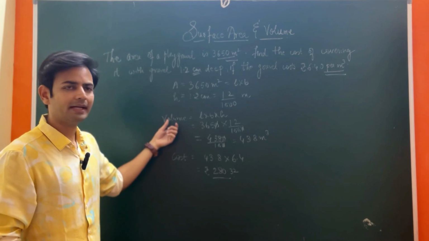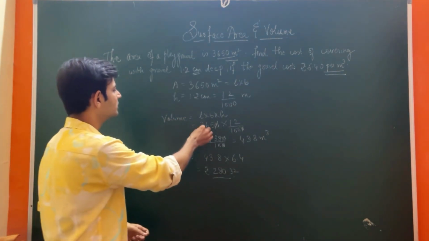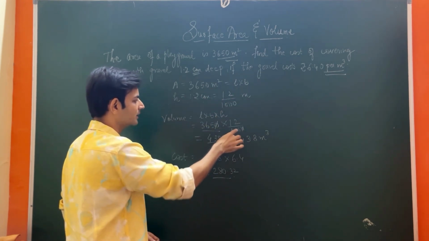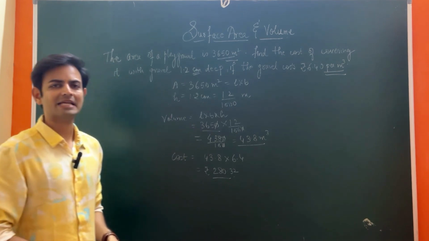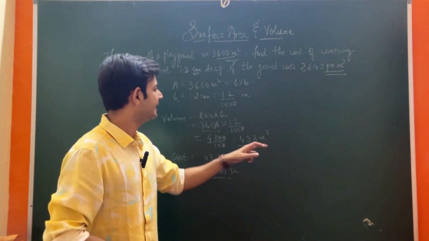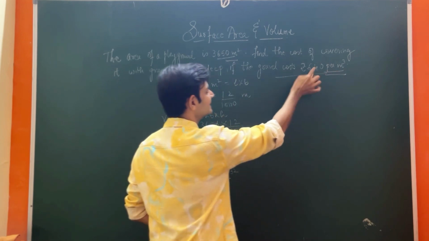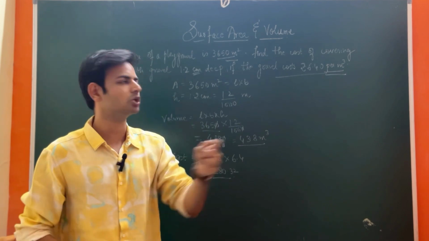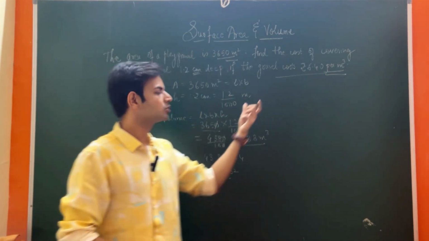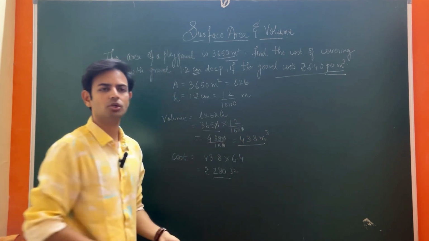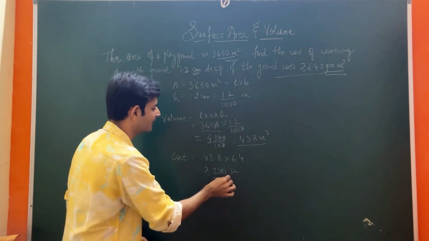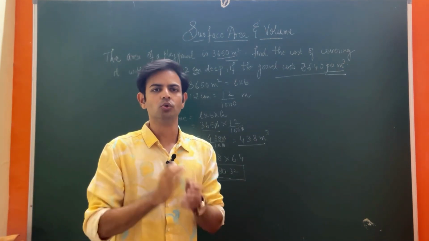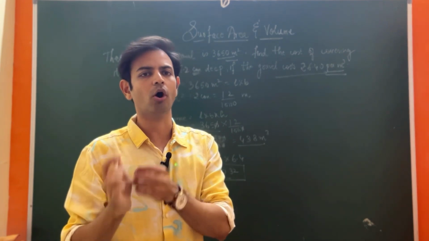Now the volume of a cuboid is L × B × H. So when we put the values of L × B as 3650 and height as 12 by 1000, we get the volume as 43.8 meter cube. Now the cost is given as 6.40 rupees per meter cube. So for 1 meter cube the cost is 6.4 rupees. So for 43.8 meter cube, we just multiply them and we get the answer as 280.32 rupees. So in this way you can solve more questions of this chapter.